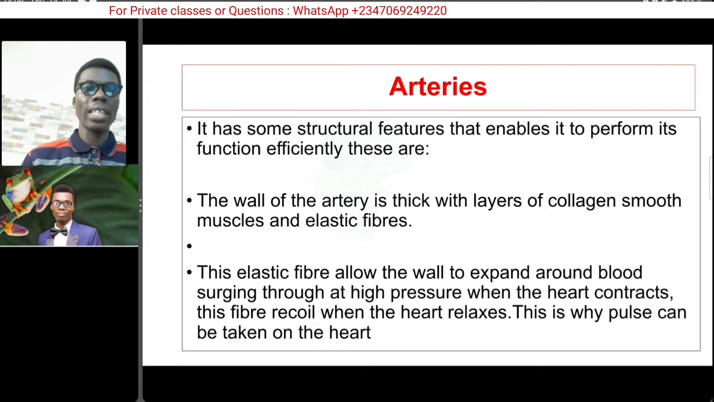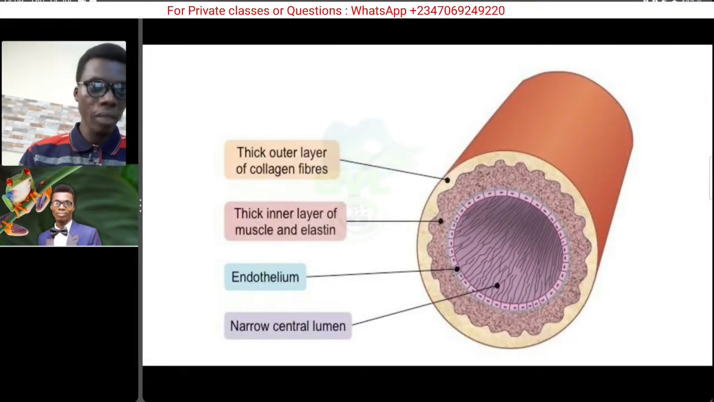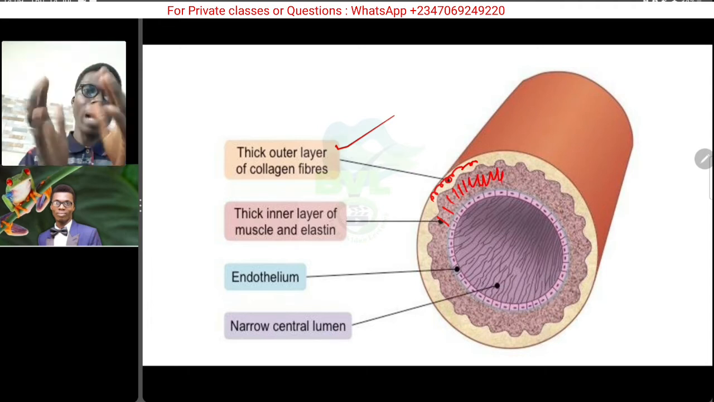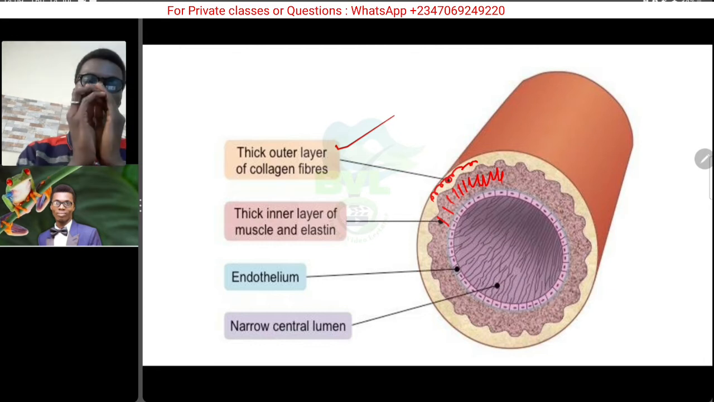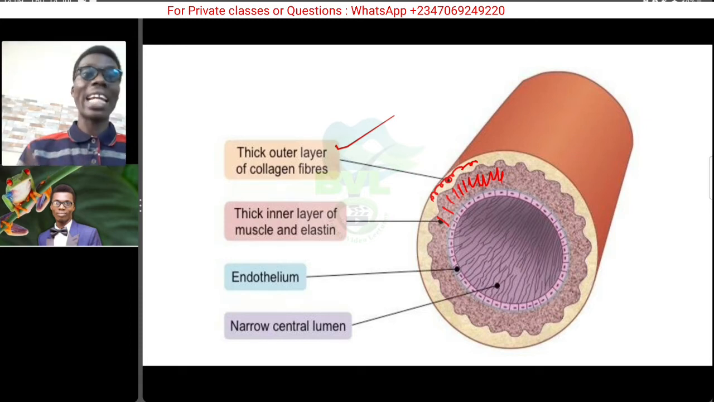Number one, it has a thick layer of collagen, smooth muscle and elastic fiber. So this is what it looks like. This is the thick outer collagen, this part here. Then this is the thick muscle with elastin, which means it has the ability to expand. Why am I saying this? Hear this, please. Every structure has its adaptive features that allow it to do its job.